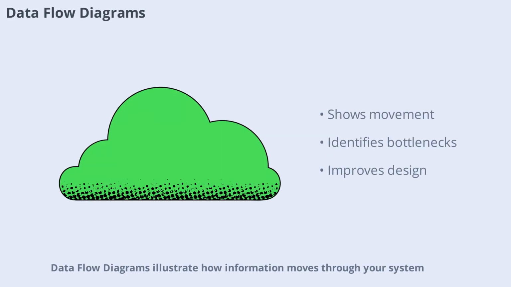Data flow diagrams illustrate how information moves through your system. They help identify sources, destinations, and processes that handle data. By mapping data flows, you can spot inefficiencies, bottlenecks, or security risks, leading to better system design.